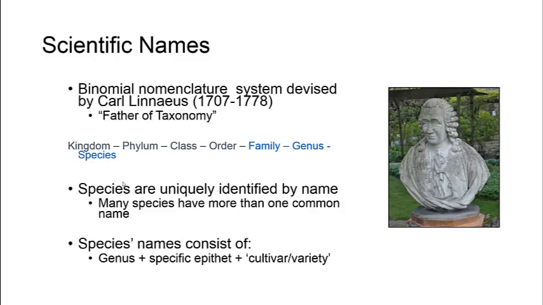The last three, family, genus, and species, are generally the most useful to us when we talk about horticulture. Species are uniquely identified by name, and many species have more than one common name, but in their scientific name there's only one. A species name consists of two main parts, a genus or generic name, plus a specific epithet, which is the second part of the name. And in a lot of plants there's also a cultivar or variety name that may be added to form a three-part name.